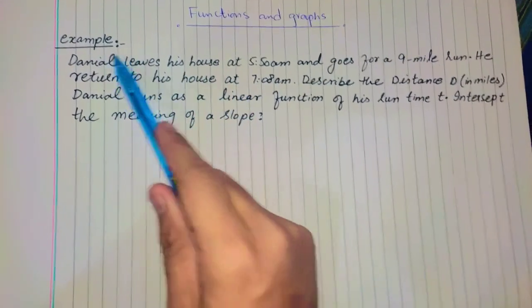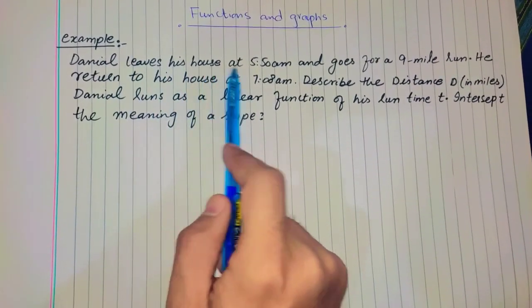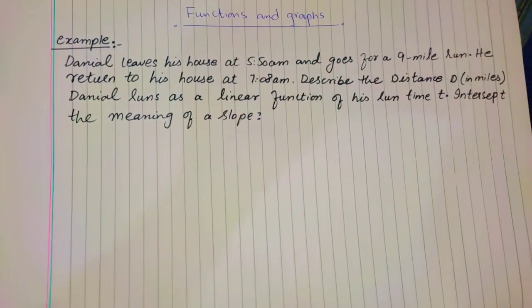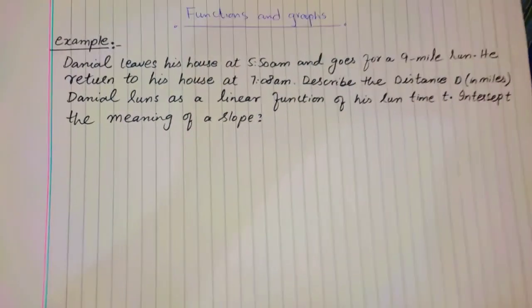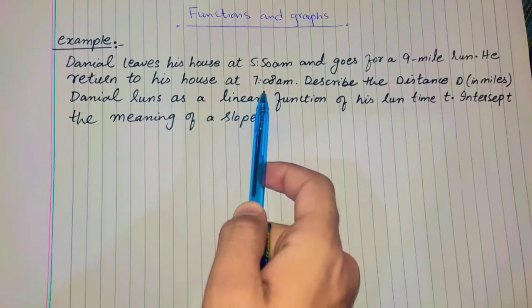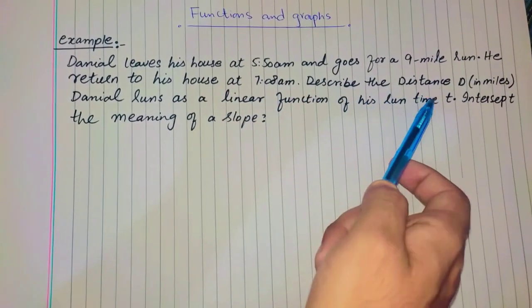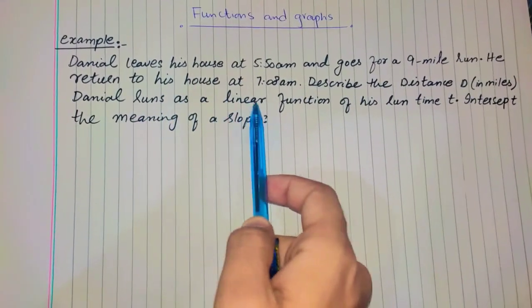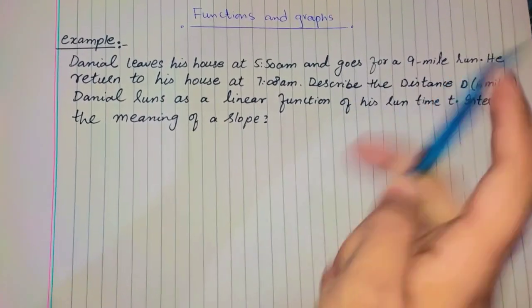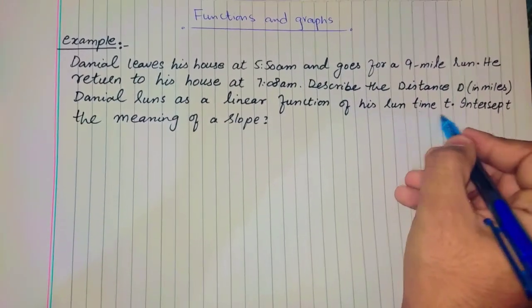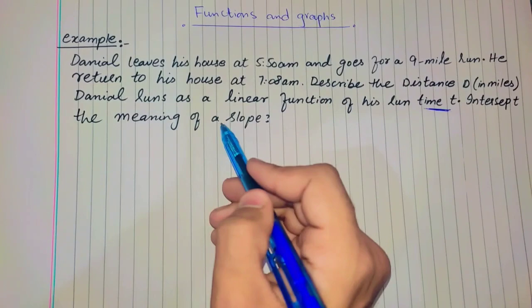In this example, Daniel leaves his house at 5:50 a.m. and goes for a 9-mile run. He returned to his house at 7:08 a.m. Describe the distance d in miles Daniel ran as a linear function of time t. Interpret the meaning of the slope.